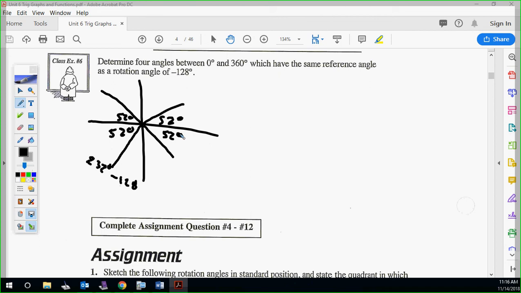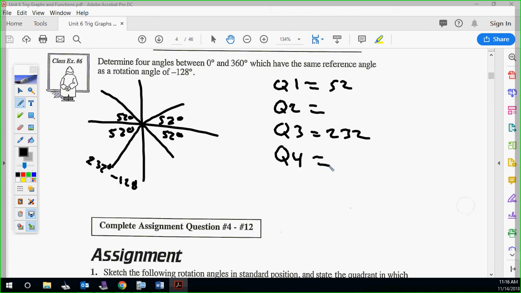So we know that quadrant 3 is 232. Quadrant 1 is the easy one, right? 52. We usually have to find quadrant 2 and quadrant 4. Okay, quadrant 2 is going to be 180 minus 52, 128. Put these degrees on here. And quadrant 4 is 360 minus 52, so 308. And so there are your four angles which have the same reference angle of 52. Okay, any questions?